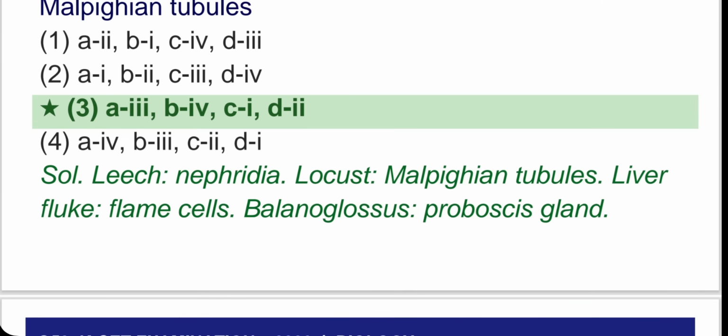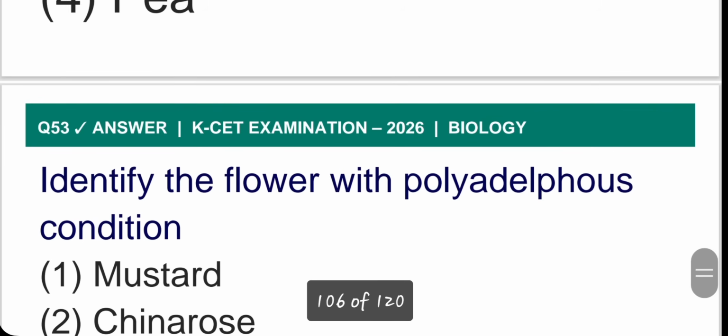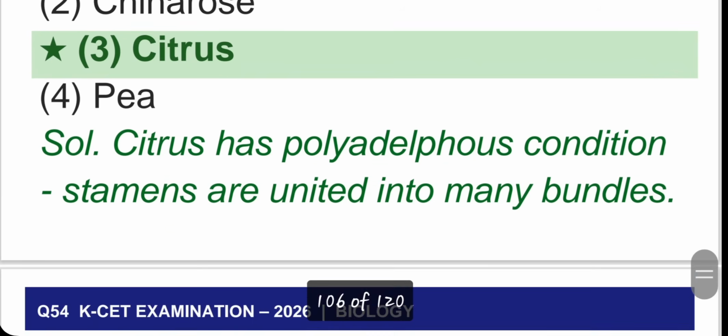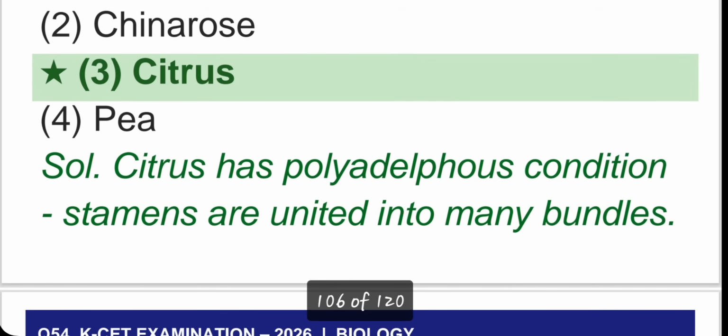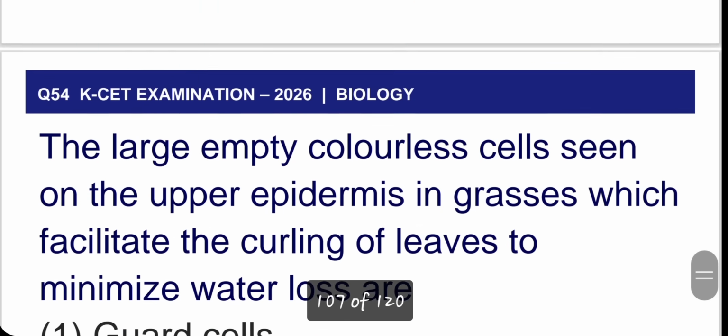Balanoglossus, proboscis gland. Identify the flower with polyadelphous condition. Poly means many bundles. Citrus, lemon, is an example for that. Citrus plant is the answer. Citrus has polyadelphous condition; stamens are united into many bundles. Diadelphous, pea. Monoadelphous, China rose. So you should remember that.